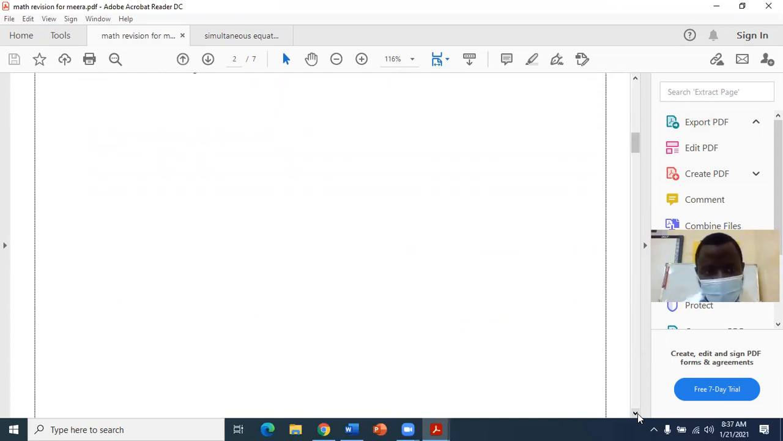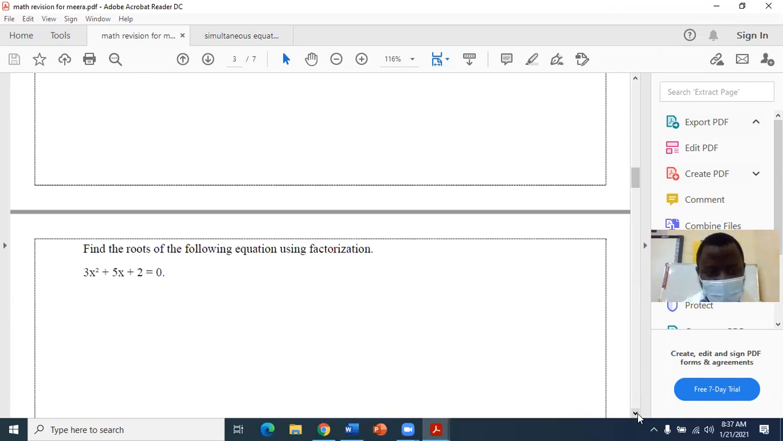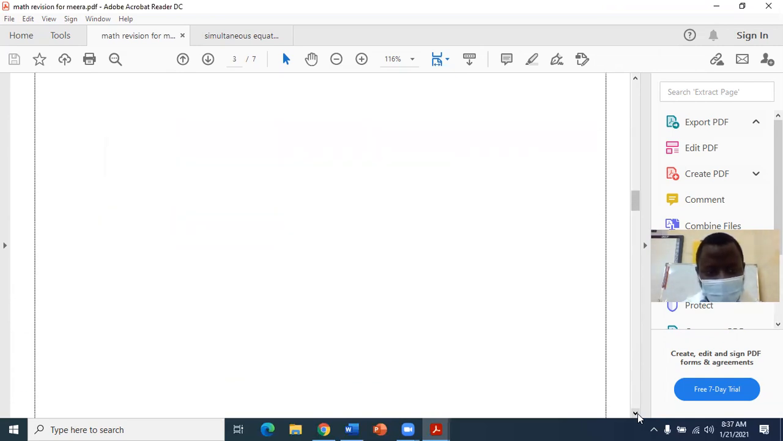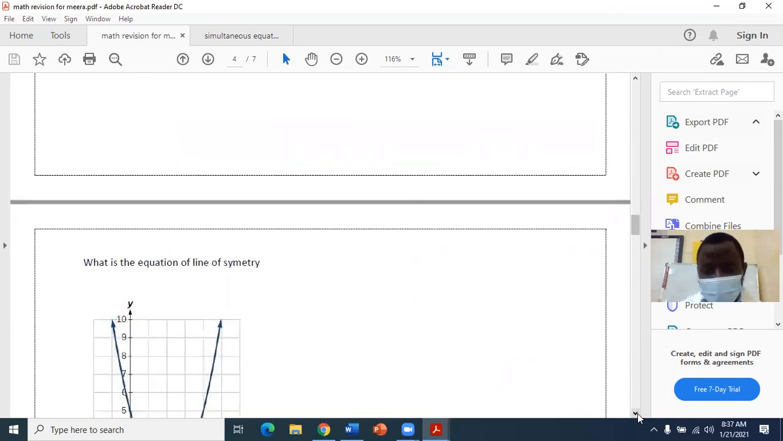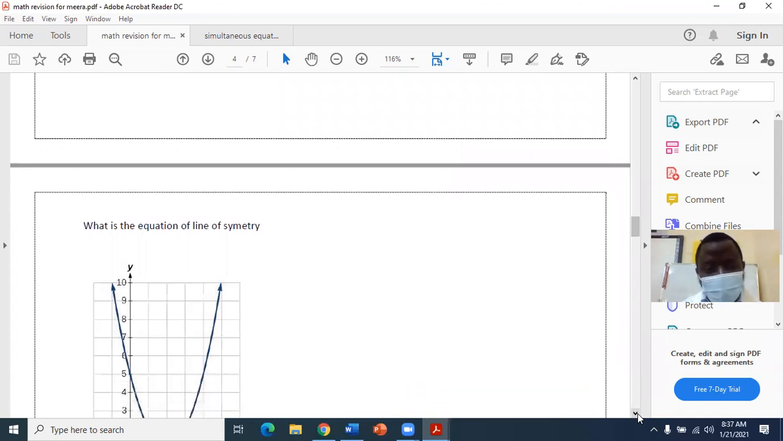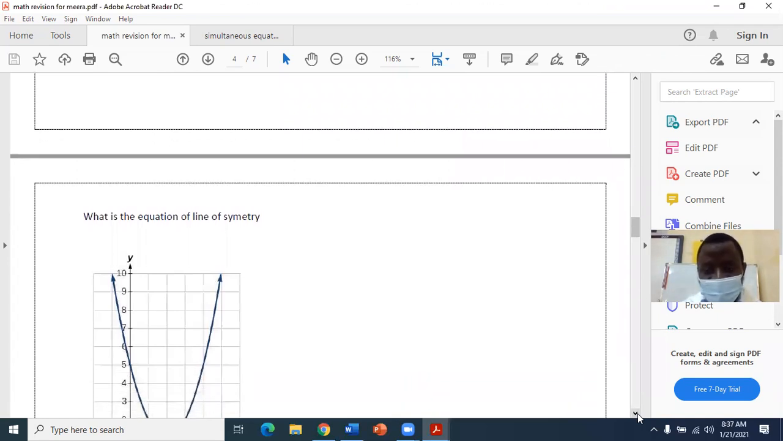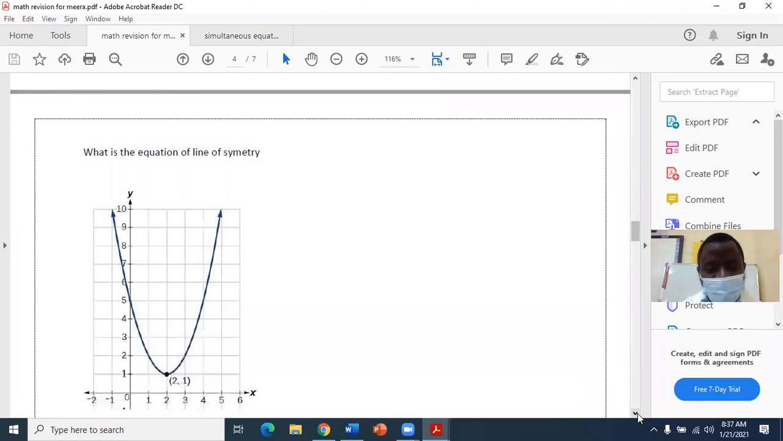This is easy. This is also easy. The same method. Yes, find the equation of line of symmetry. Now, if you look at this graph, if we are looking for the equation of line of symmetry, we are going to look for the middle point, right?